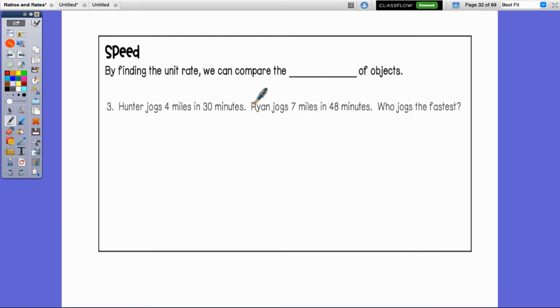Okay, by finding unit rate, we can compare the speed of objects. Now, this is where math and science cross. You guys probably will be doing the distance formula really soon in math, and in science, and we're going to be working on it in math too, so it kind of overlaps.